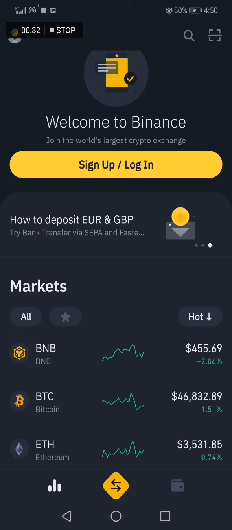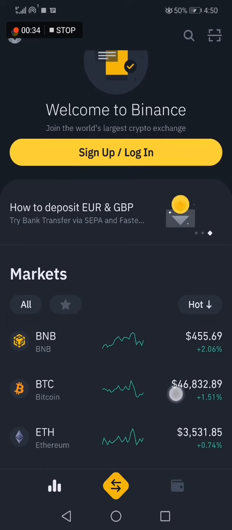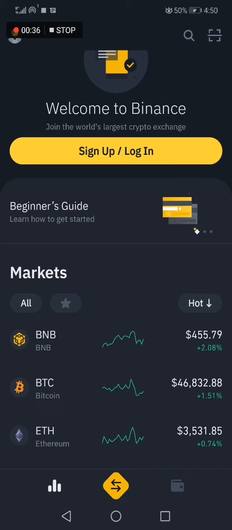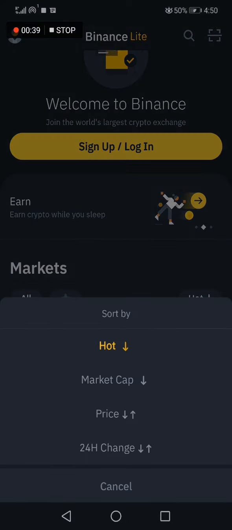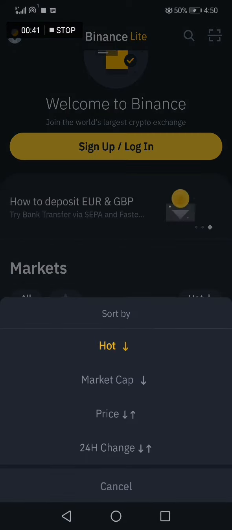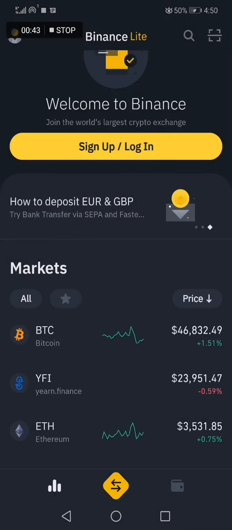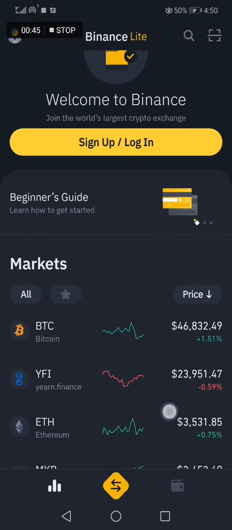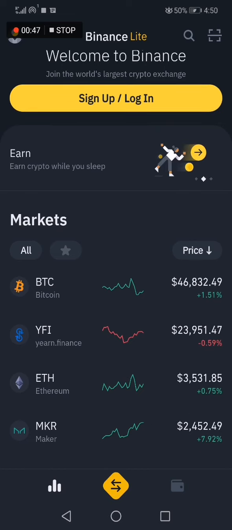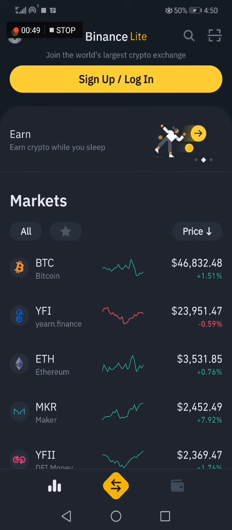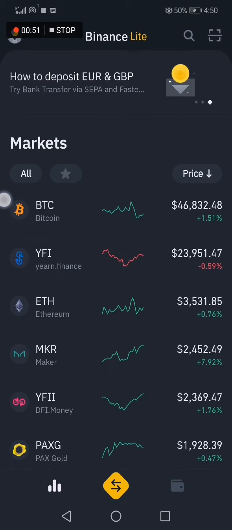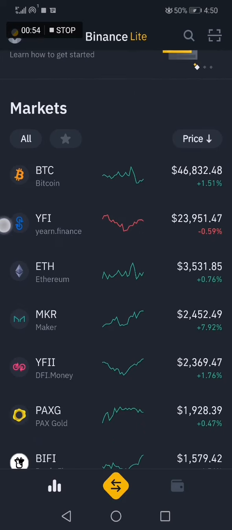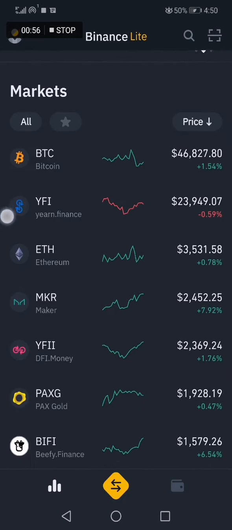Now if you want to sort markets by the price, you have just to click on Hot here and click on Price right here, and now as you can see it will sort all the markets by the price, and the Bitcoin is the first, and we have YFI.